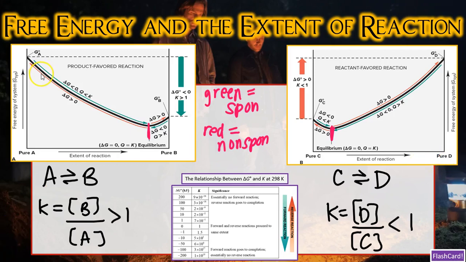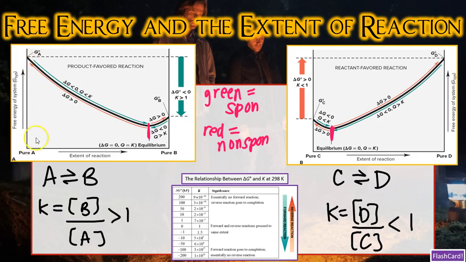Let's focus on product favored reactions first. A product favored reaction just means that the equilibrium constant is greater than 1. So what is the equilibrium constant? If I have an expression that's A in equilibrium with B, my equilibrium expression is going to be the concentration of B divided by the concentration of A. And I'm saying that this value is going to be greater than 1 because this is going to favor the product. That means our concentration of B is going to be a larger amount than our concentration of A.